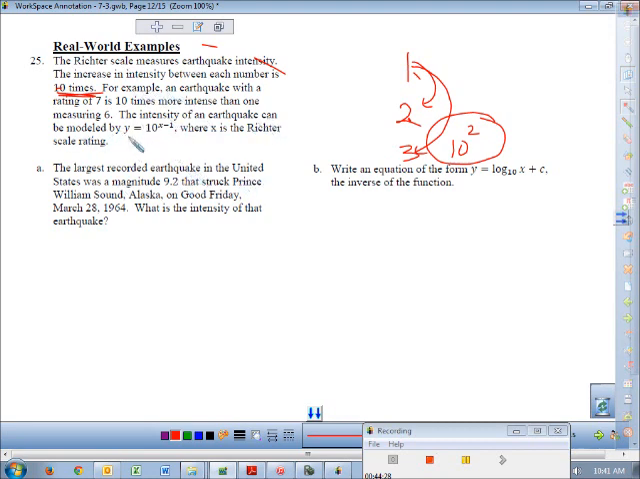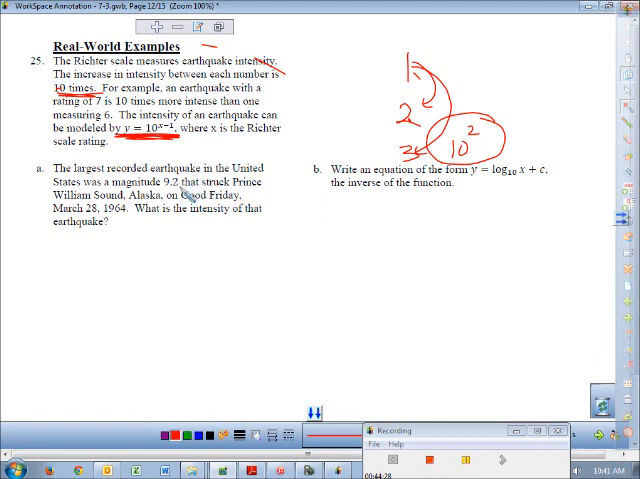The intensity of an earthquake can be modeled by this equation right here. Notice that is an exponential equation, because where is the variable x located? In the exponent. And you see there's no logs in it whatsoever, right? That's an exponential equation, where x is the Richter scale rating. The largest recorded earthquake in the U.S. history was a magnitude 9.2 that struck Prince William Sound, Alaska on that date. What is the intensity of that earthquake?